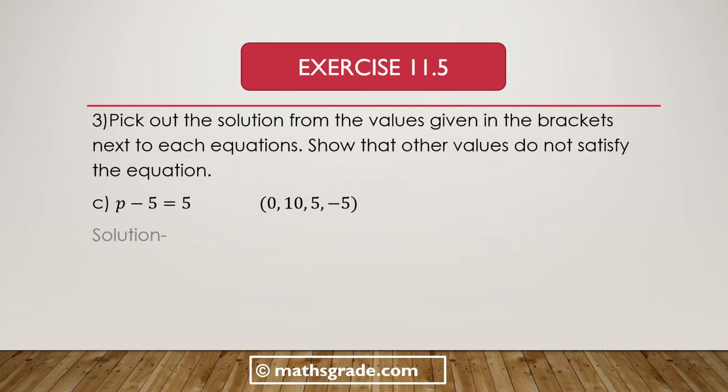Now we solve question number three, bit C: p minus 5 equal to 5. The solutions are 0, 10, 5 and minus 5. We have to substitute the value for the variable p, that is 0, in the left hand side of the equation, that is p minus 5.